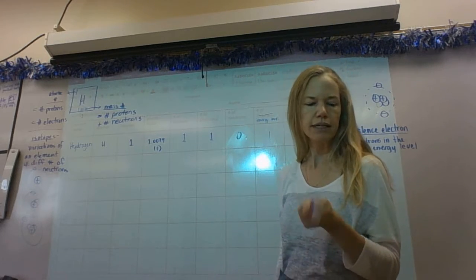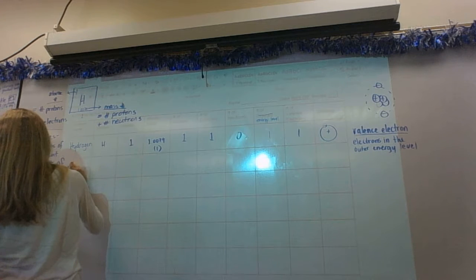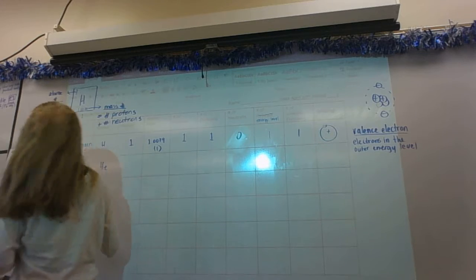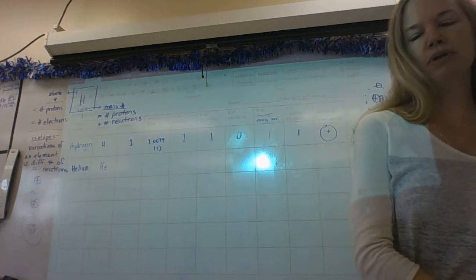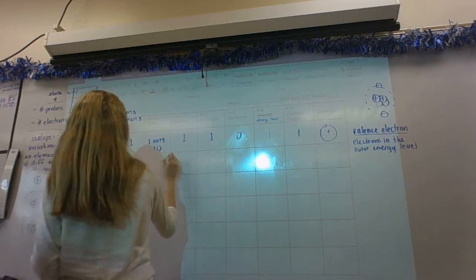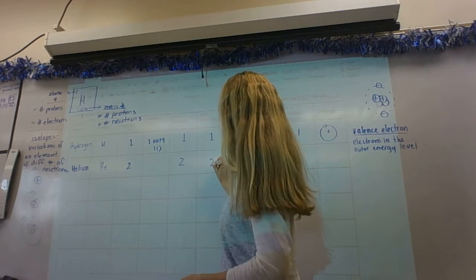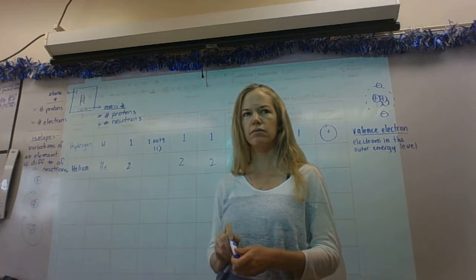So, the next element is helium. What's its symbol? H-E. What's its atomic number? 2. And how many protons does it have? 2. And how many electrons does it have? 2. Does everybody understand why? If you do not, I don't understand.